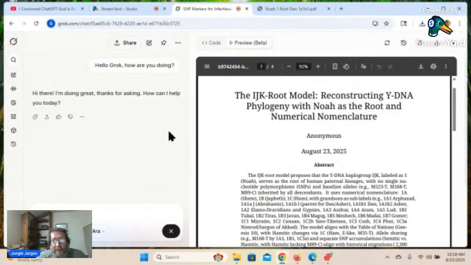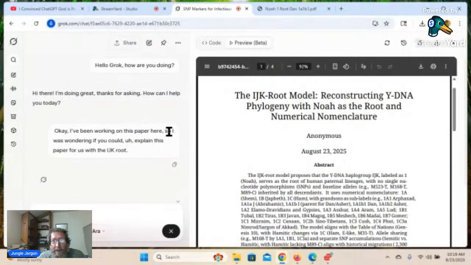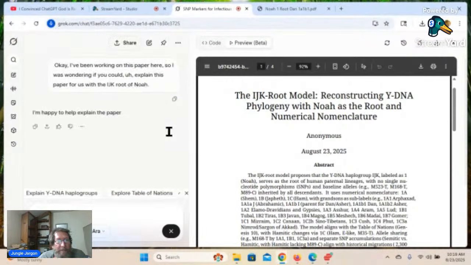Okay, I've been working on this paper here, so I was wondering if you could explain this paper for us with the IJK-root of Noah and the new numerical nomenclatures.